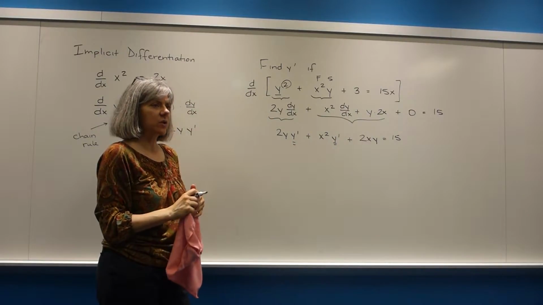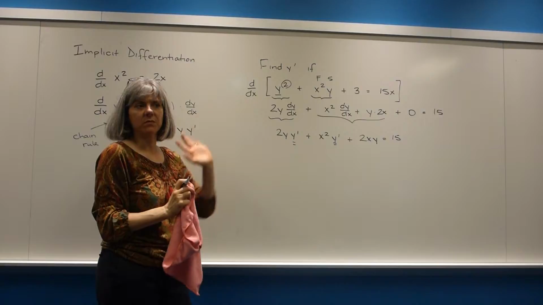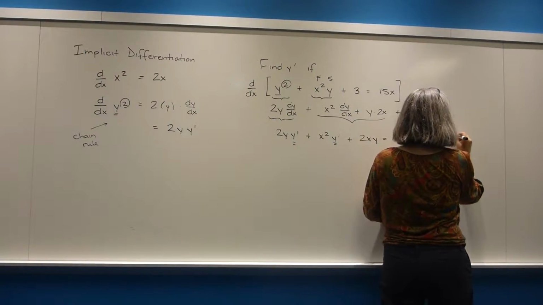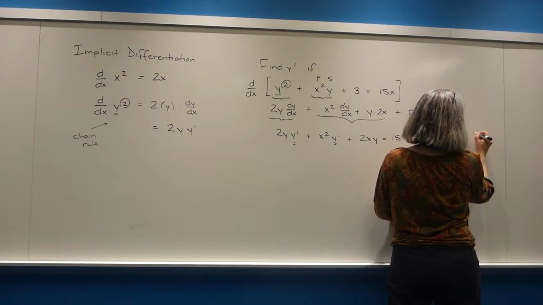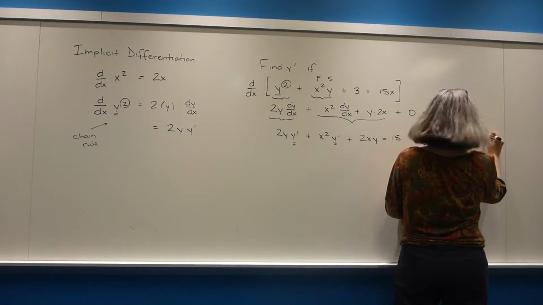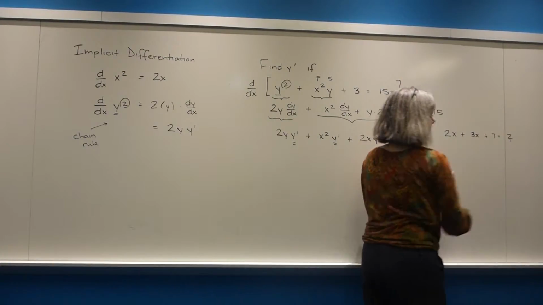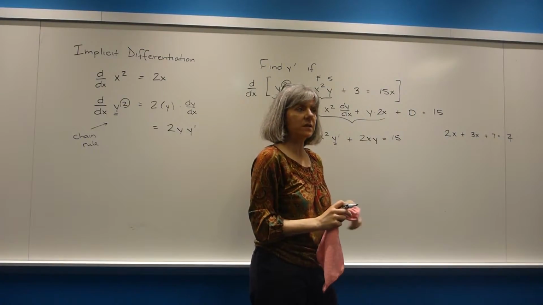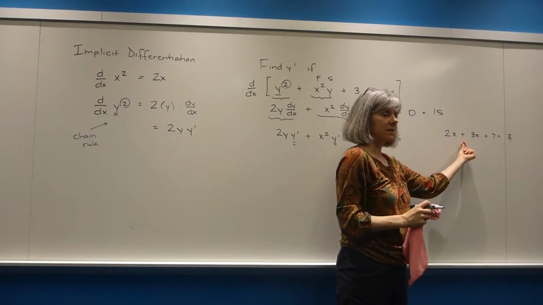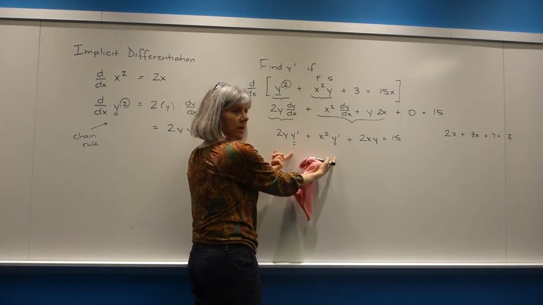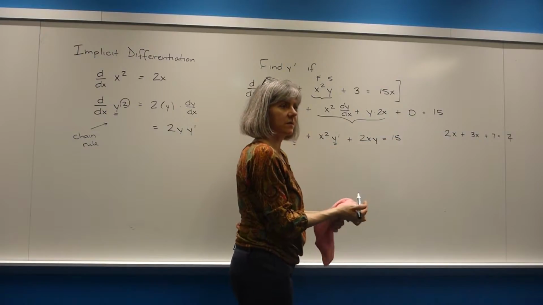So the first thing we're going to do is throw everything that's not a y prime on the other side. This is very much like solving this equation: 2x plus 3x plus 7 equals 4. It's the same thing. How do I solve this? I collect up all my x's, and I put everything else on the other side. I'm going to do the same thing here. I'm going to collect up all my y primes, and put everything else on the other side.